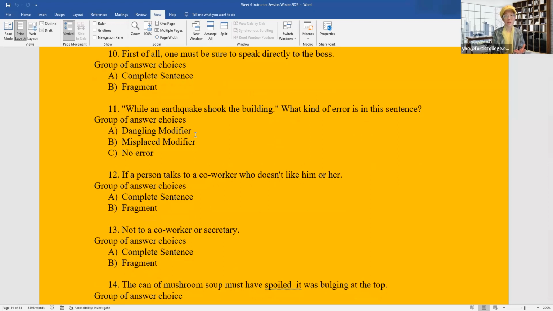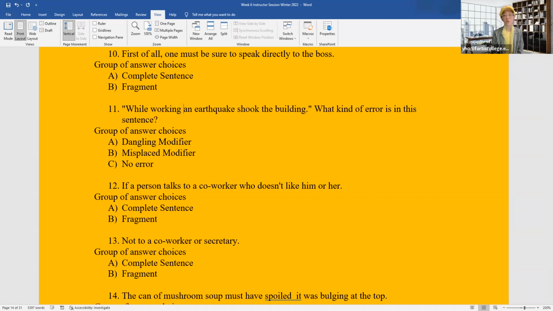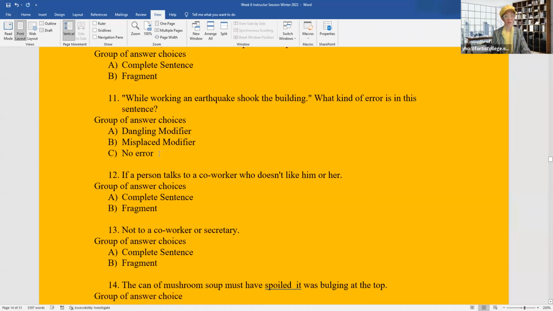And so here, is this a dangling modifier or a misplaced modifier? Here you have a dangling modifier, okay? While I was working, an earthquake shook the building. So that means that it should be while working. Earthquake shook the building. And so, who was working? So while I was working, an earthquake shook the building. So this is a dangling modifier.